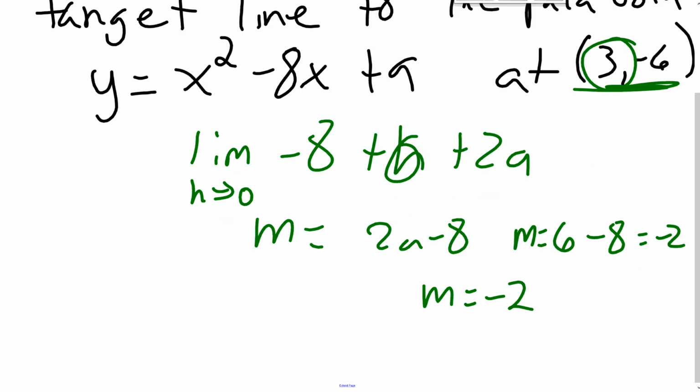And then I can write my equation for a line, y minus y1 equals my slope times x minus x1, and there's my equation for the line. I can put it in whatever form I need to.